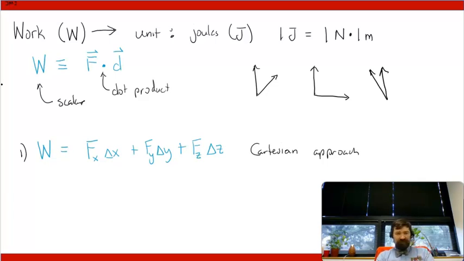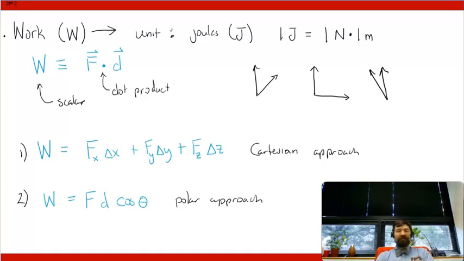Okay. The other way that you could go about getting work or dot product in general is to take essentially the magnitude of each one of these vectors, so F and D, and then multiply those two magnitudes by the cosine of whatever angle is between the two of them. And that angle could be in 3 dimensions or 2. We might call this the polar approach, even though it can also be in 3 dimensions.